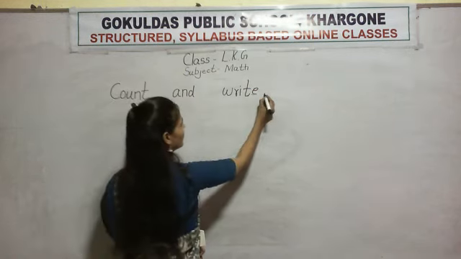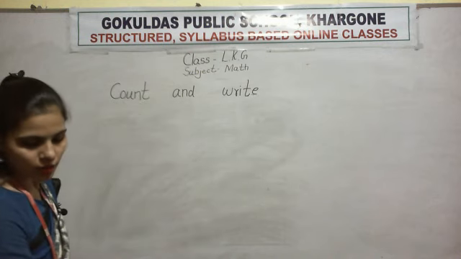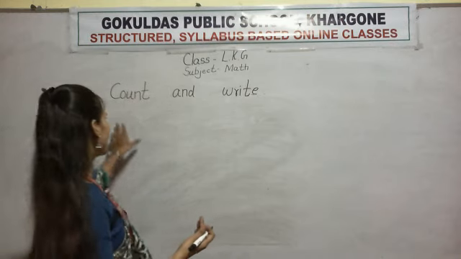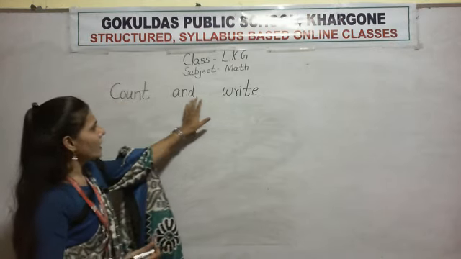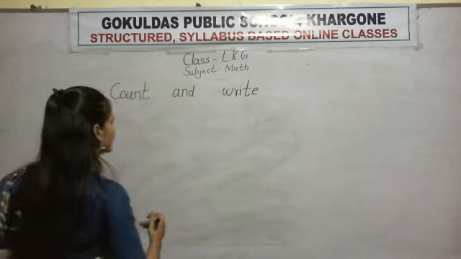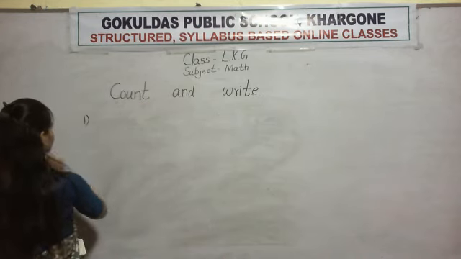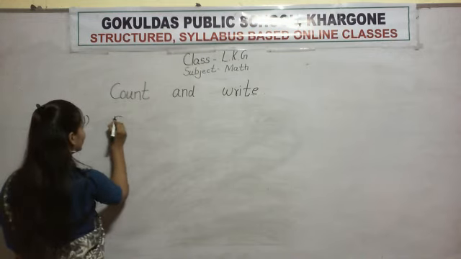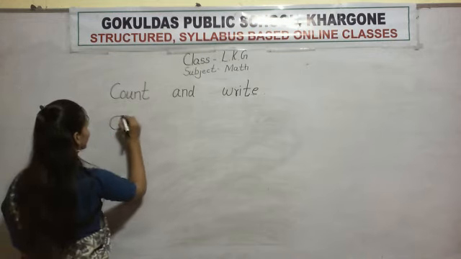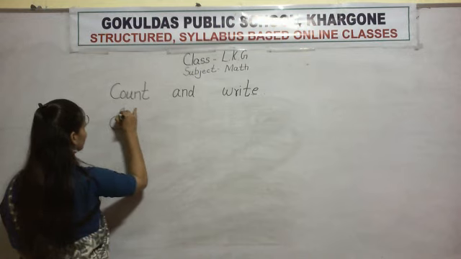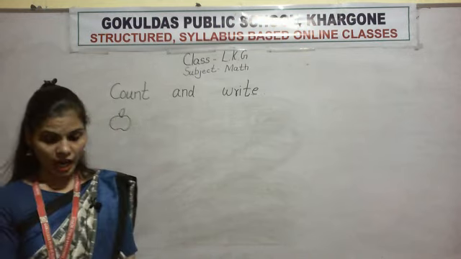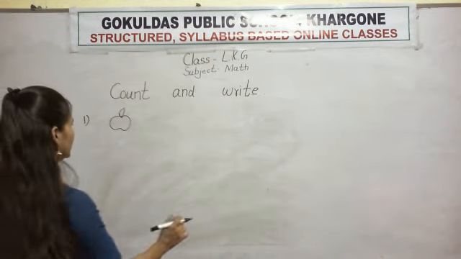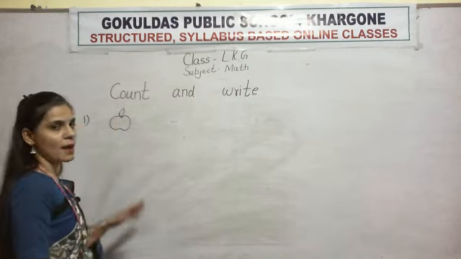Count and write. Okay. Take out your notebook. Okay. Take out a new page and write down the heading count and write. Okay. Example number 1. I make here an apple. Okay. Now tell me, how many apples are there?